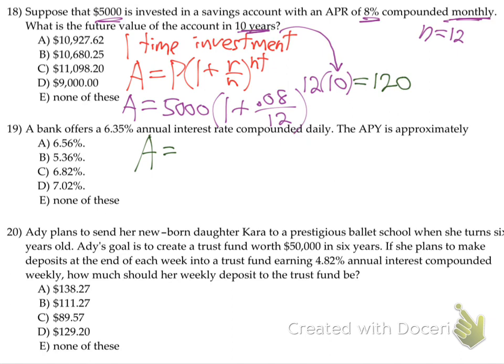That's 120 on your calculator. Use that. Crank it out. Somebody got an answer on that one? It's the 11. It's the C. 11,098.20. Good? So 18 is C.